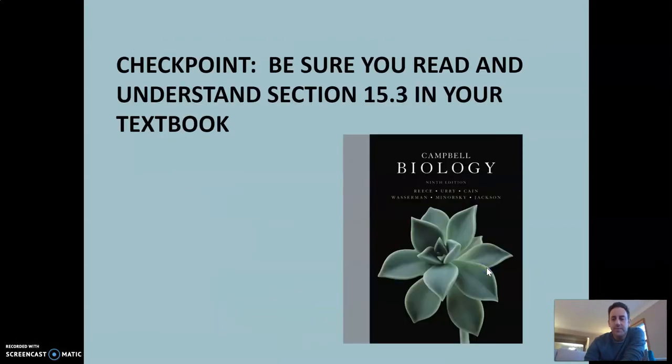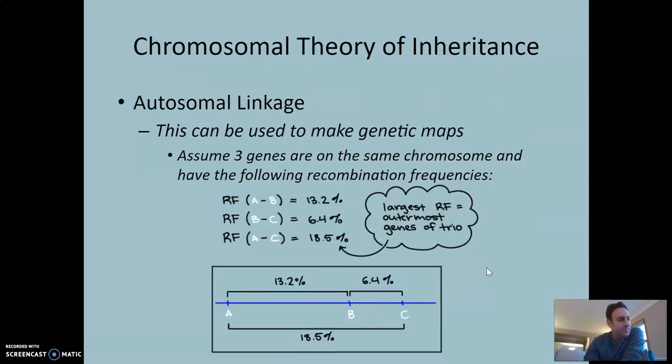So basically, if the genes are on different chromosomes, then Mendel's law of independent assortment kicks in. If they're on the same chromosome, then they can be linked and they can travel together, and this linkage idea kicks in.